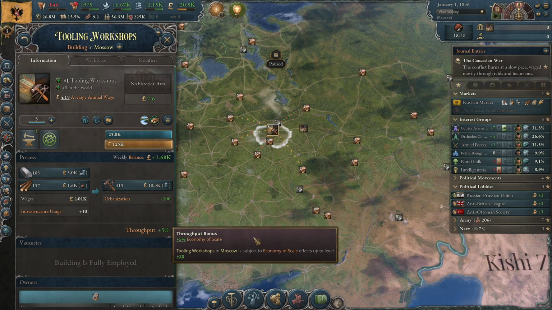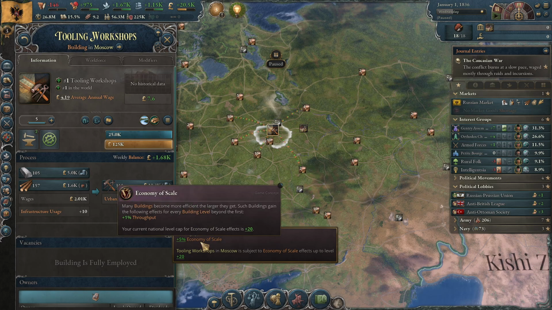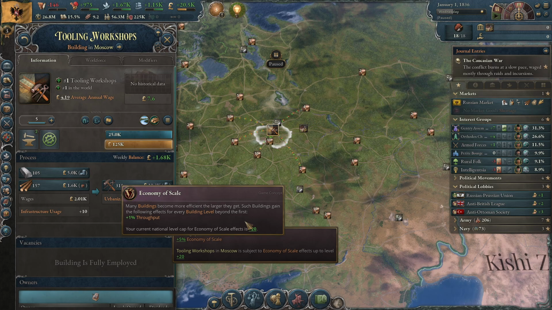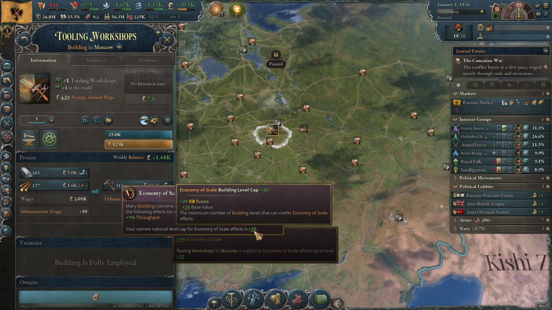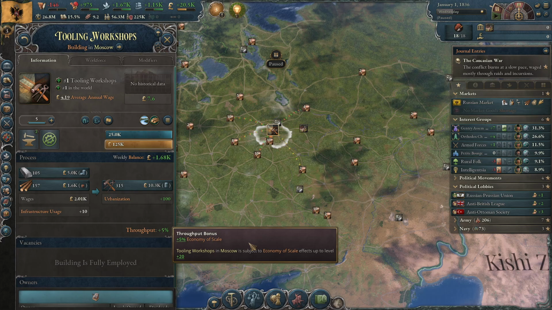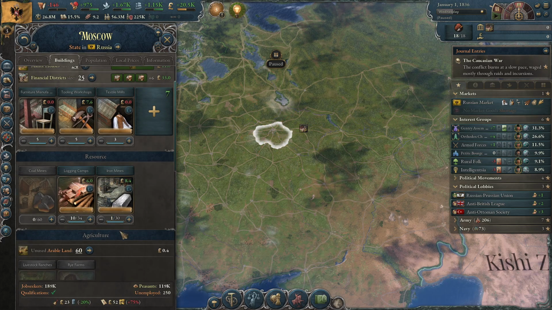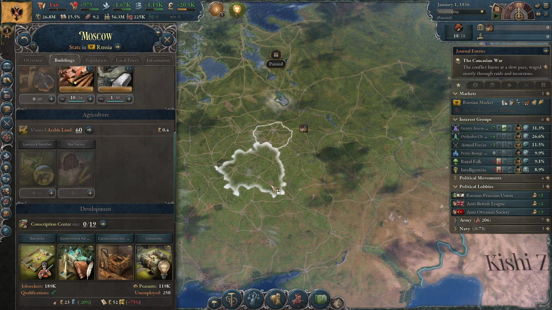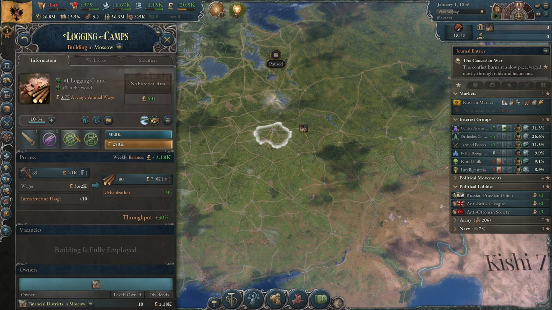Throughput is affected by a couple modifiers. The economy of scale, that is how big your buildings are. The maximum level for this is plus 50, but it does start at a base value of 20. A couple production techs will increase this over time. It also matters whether or not the government owns levels. The government owning levels in various businesses can cause some of them to produce less.